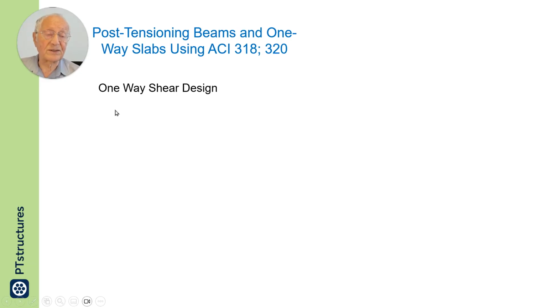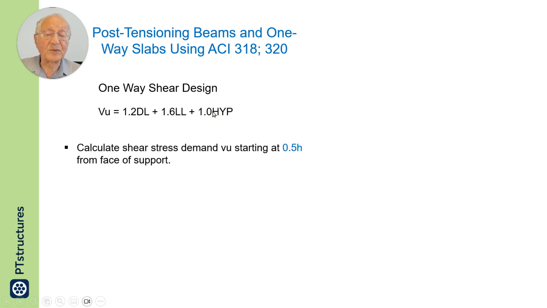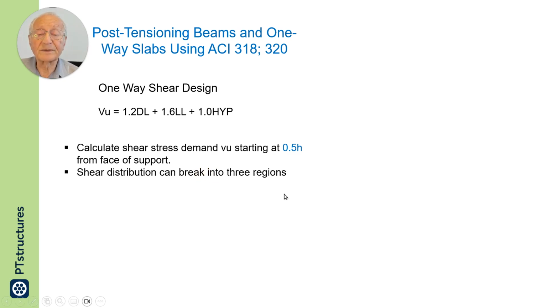Then we go to one-way shear design. After we check for safety, we have to do the shear check. For shear check, we use the same load combination, dead, live, and hyperstatic, and ACI permits us to initiate the section for shear check at half the height of the member from the face of the support. In other words, we disregard a very small section of the member for shear check.